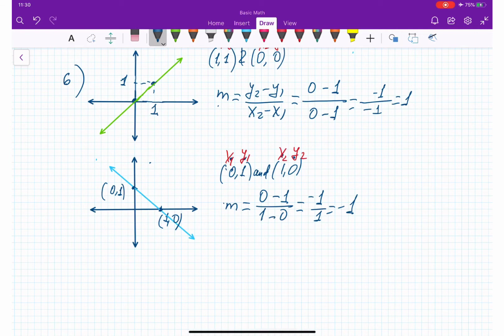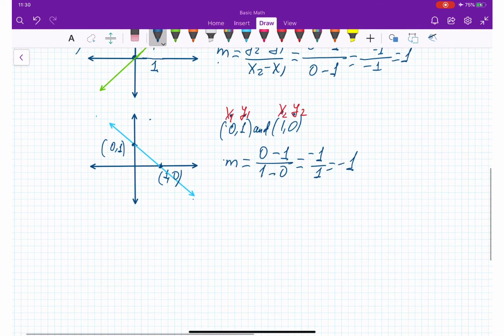Look what is interesting. Look at the blue graph. Since slope is negative, its graph is kind of going down. And look at the green graph. The slope is positive 1, the graph is going up. So the green graph is increasing. The light blue graph is decreasing. Okay? Moving to question number 7.